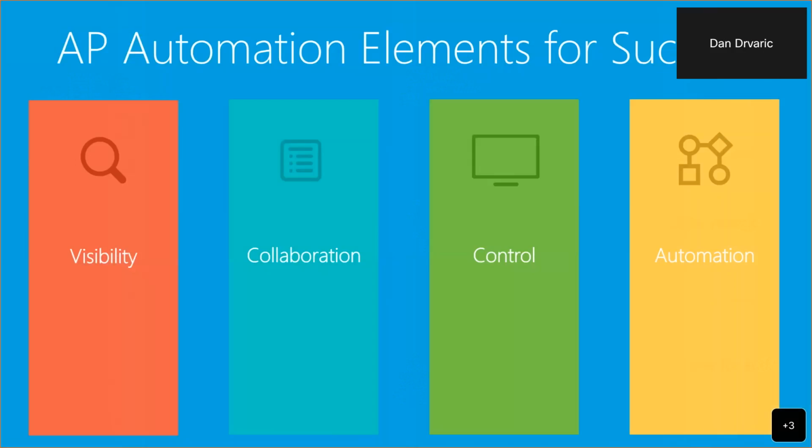Now, in terms of AP automation, the elements for success, we want to focus on things like visibility. We have collaboration. We want to control those documents. And we want to take advantage of technology and automate as much as we possibly can.